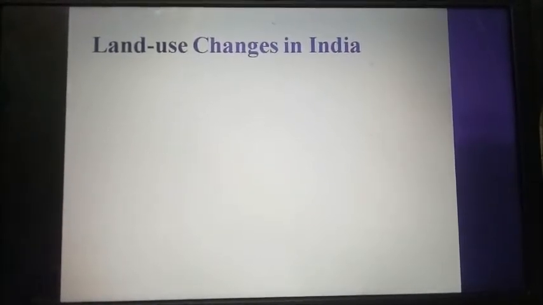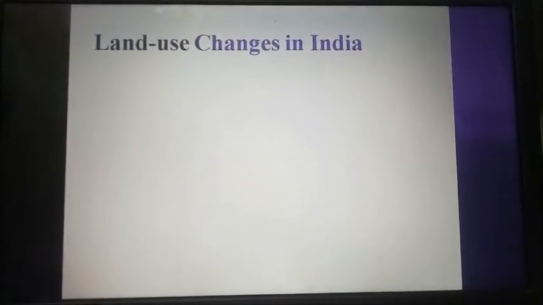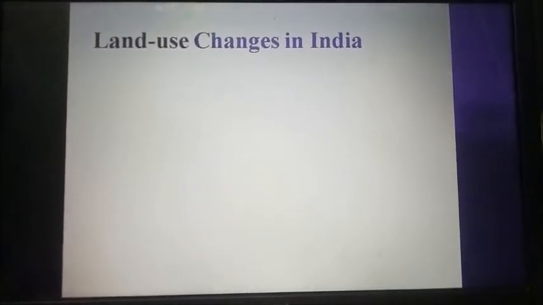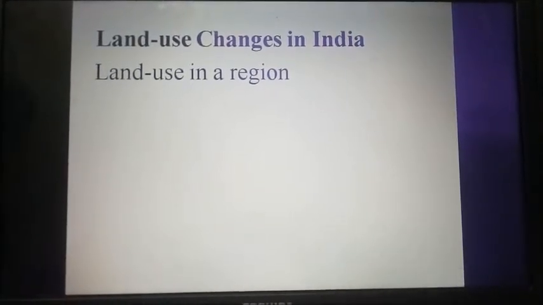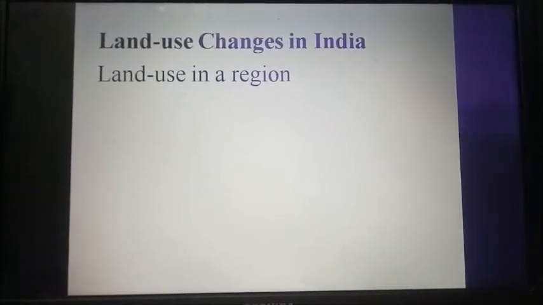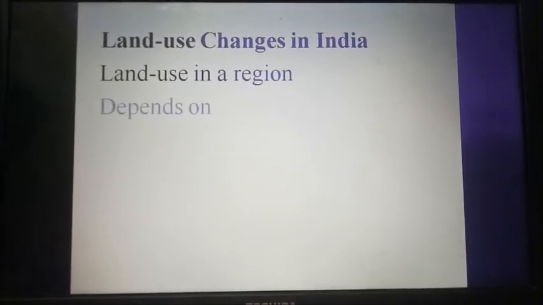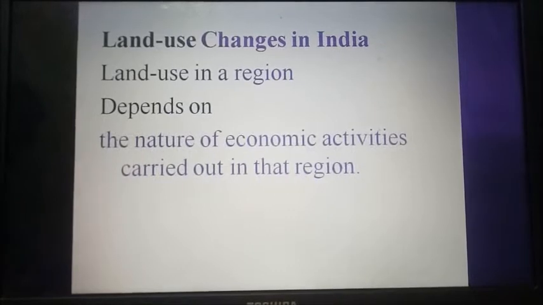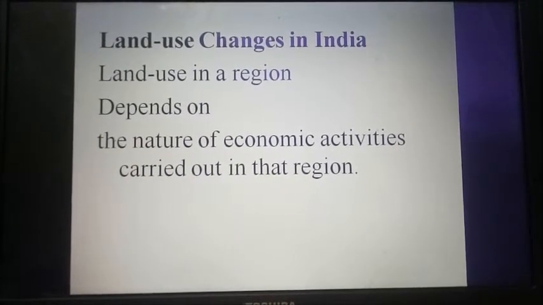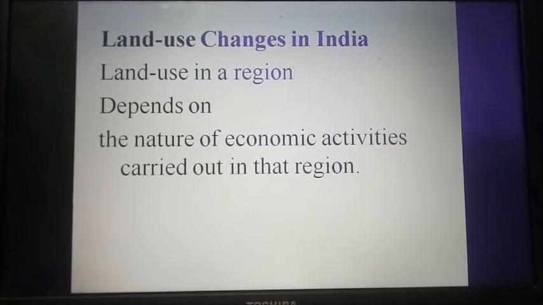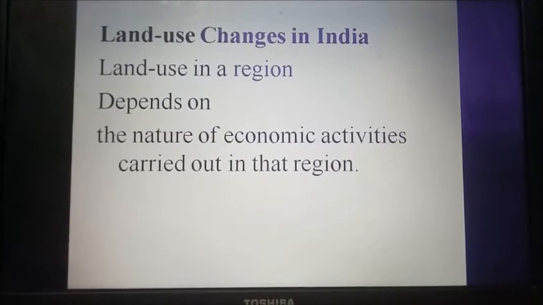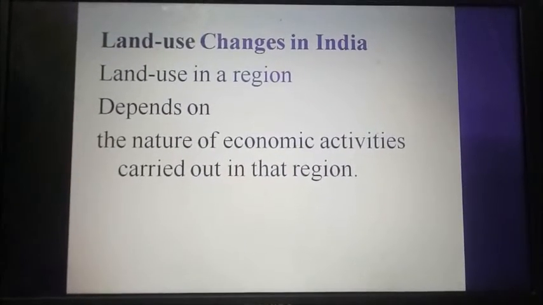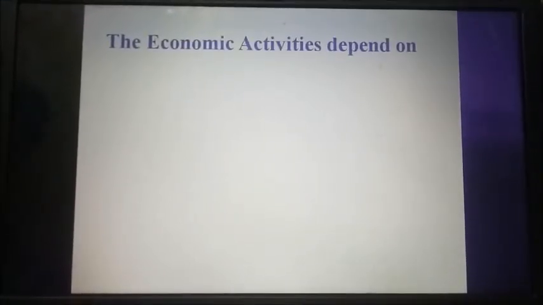Now, land use changes in India. With time, we have found that the land use has changed in India. If we talk about the era before independence, the land was mainly used for agriculture. But now, land use in a region depends on the nature of economic activities carried out in that region. If you live in urban areas, land is mostly used for settlements, for industries, for schools. But if you go to the rural areas, it is basically used for agriculture. So that has changed with time.